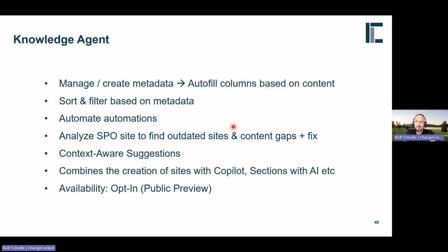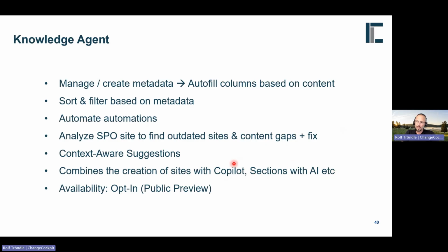So you have the content for a project, as an example, and then you create the SharePoint Online sites to help people navigate and tell people what the project is about. It will help you create these sites, everything using Copilot. It will find content gaps in your already existing sites and fix them, and you can even remove older pages. Then it will always give you context-aware suggestions depending on where inside SharePoint Online you currently are. It will combine the creation of sites with Copilot and sections with AI.